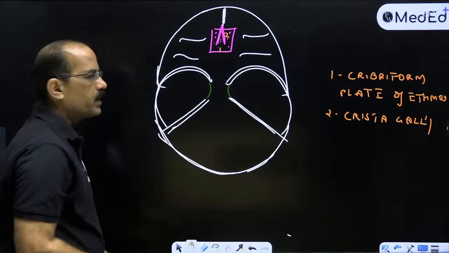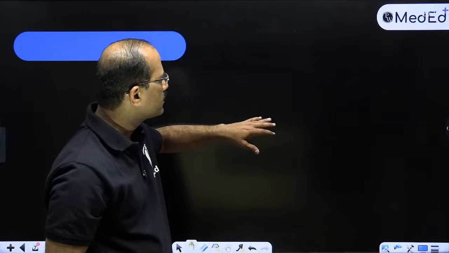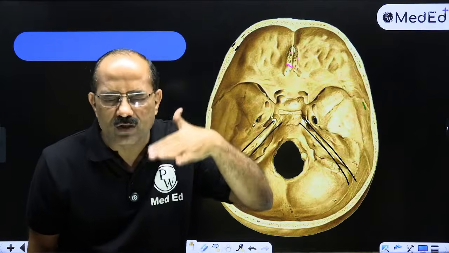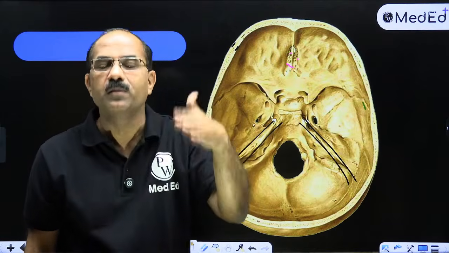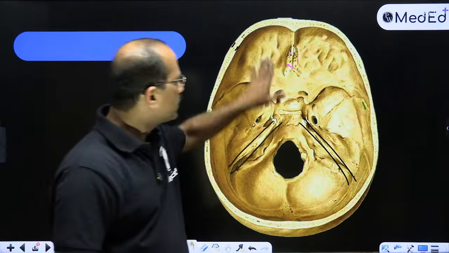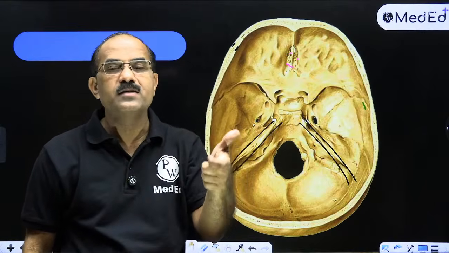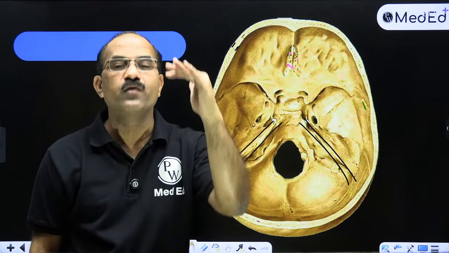If you break this, look at this. If you break this, one moment. If you break this, where will we go? Where will we go? In the orbit. We'll be going in the orbit. If you break this, we go into the orbit. This is what we call the orbital plate of frontal bone.